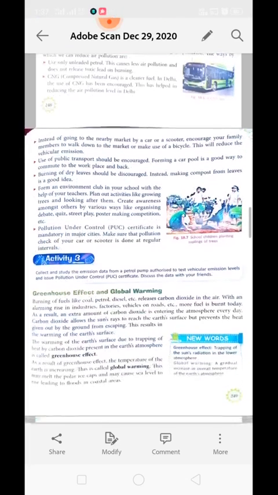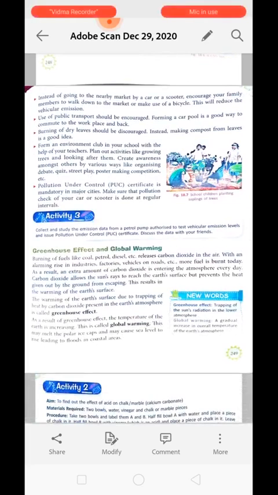Okay, now over here we have activity number 3. In this activity, we have to collect and study the emission data of a petrol pump authorized to test vehicle emission level and issue a Pollution Under Control certificate. Discuss the data with your friends. You can ask for this certificate from your parents, and see how these certificates look and understand from your parents up to which time period this certificate is valid and what they have to do to get this certificate.